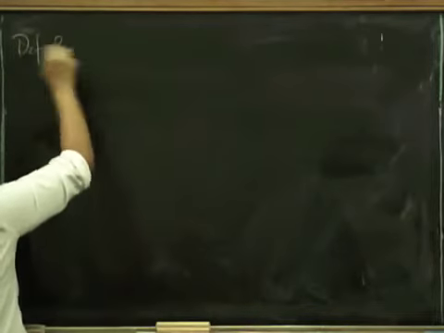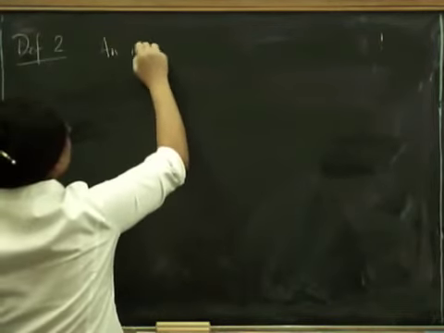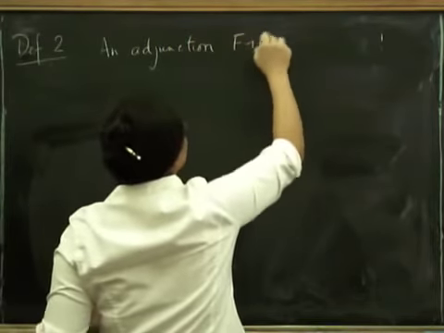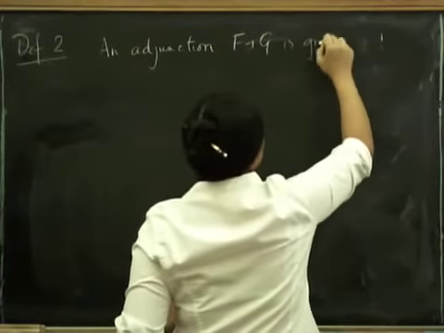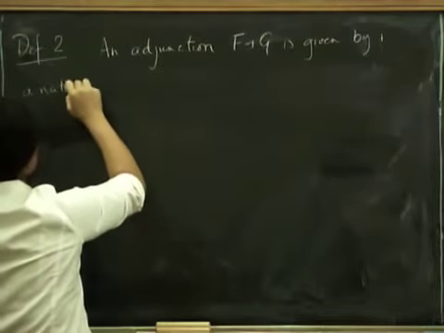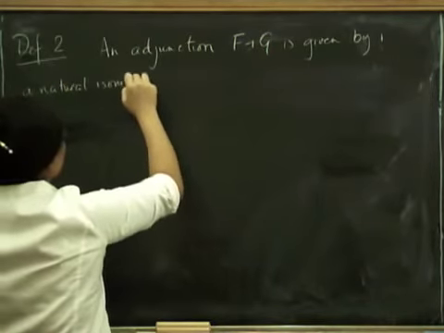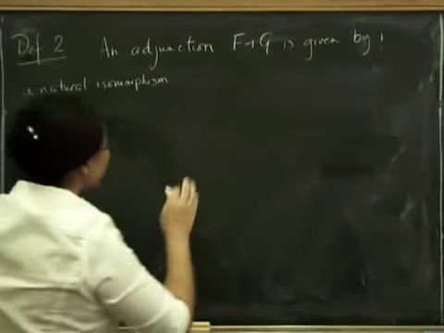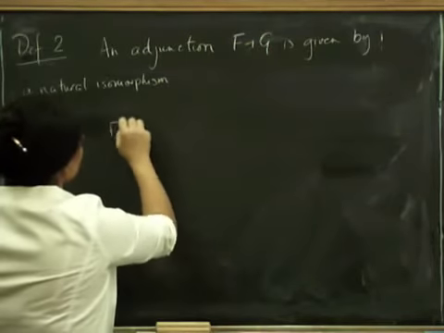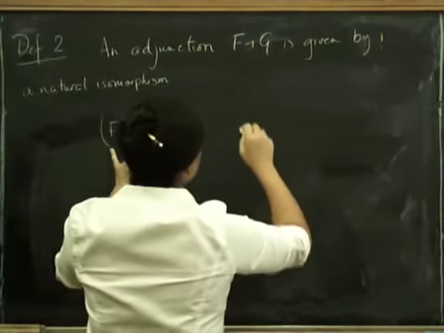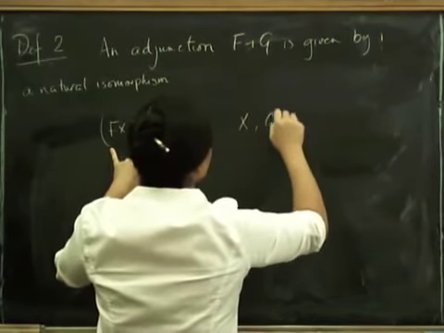Let's stop waffling for a second, and only a second, and show something else. Okay, so here's a different definition. Definition 2. An adjunction, again with F left adjoint to G, is given as follows. It's given by a natural isomorphism between the morphisms from F of x to y, and the morphisms from x to G of y.